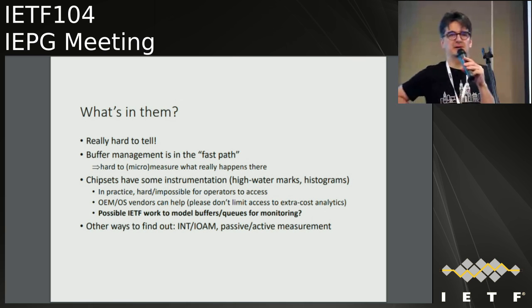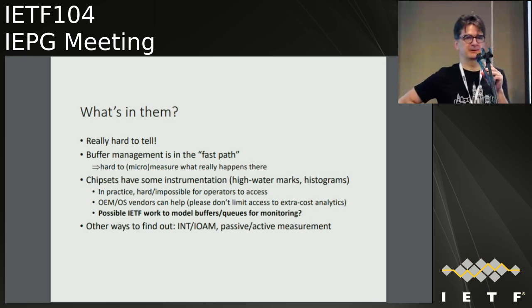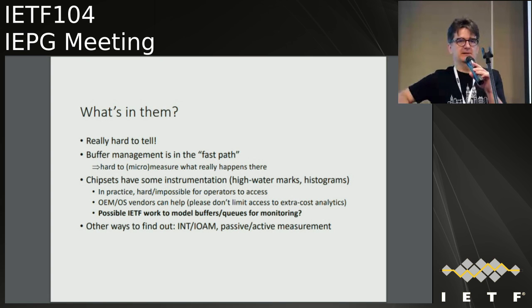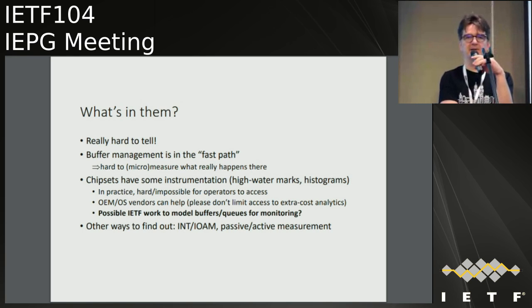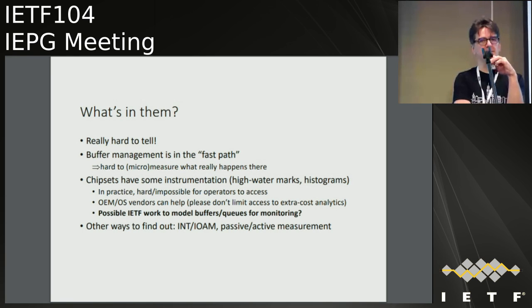I think exchange points are a particularly interesting case because they probably have even less control over what other people send them. So I found it a bit frustrating when I tried to study this problem: even the commodity chipsets that are in all the products now have some instrumentation of what's going on in the buffers.